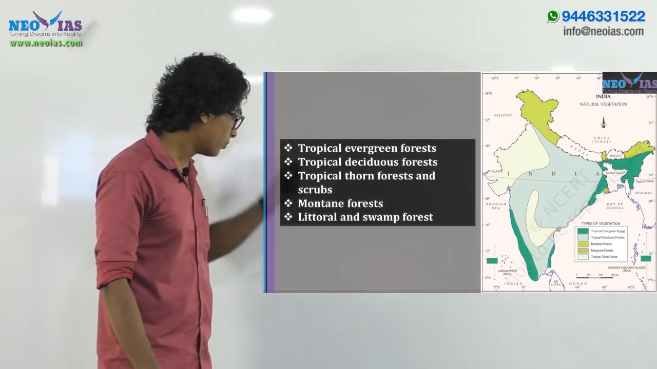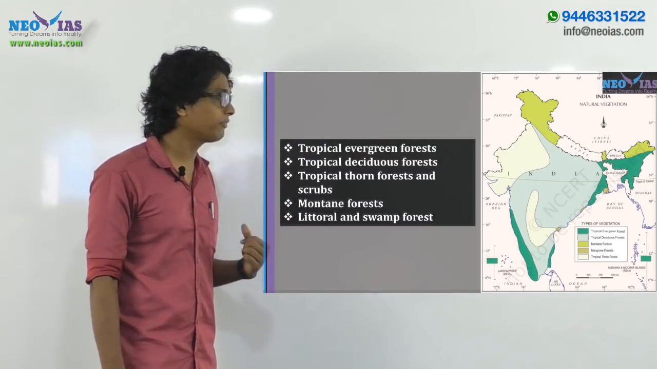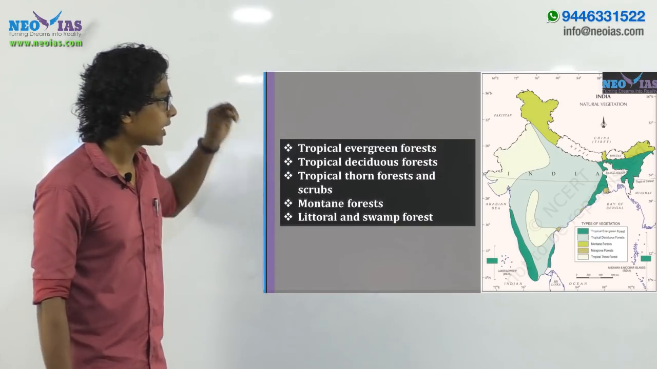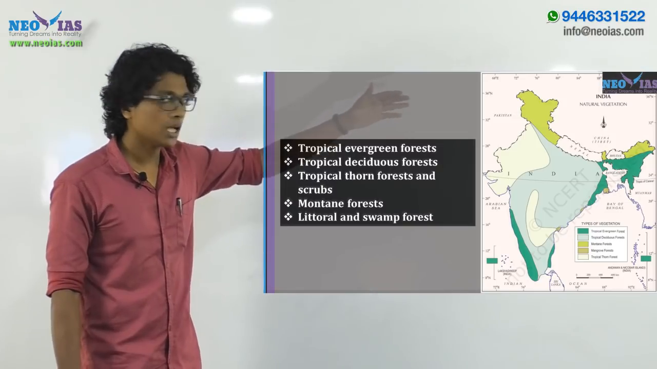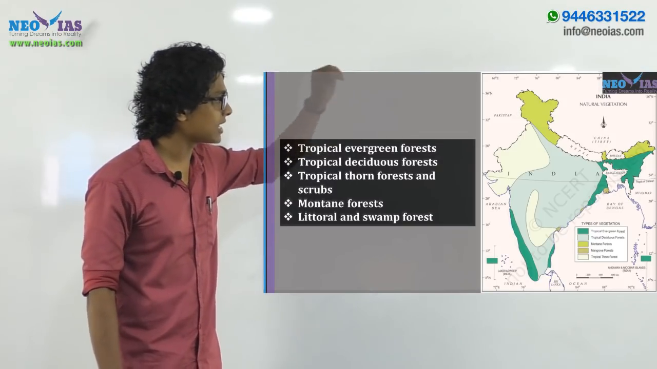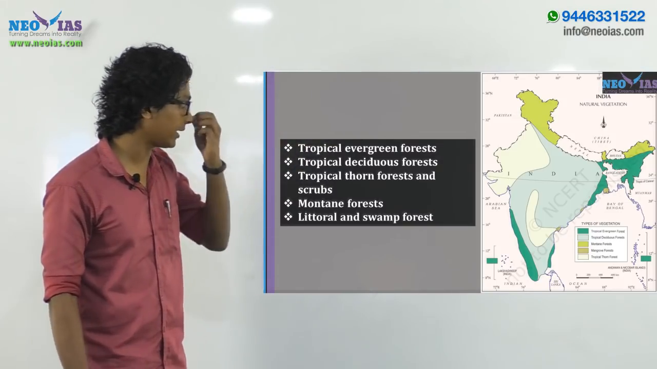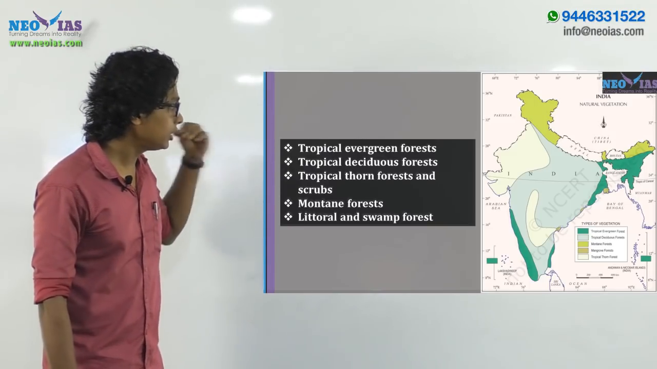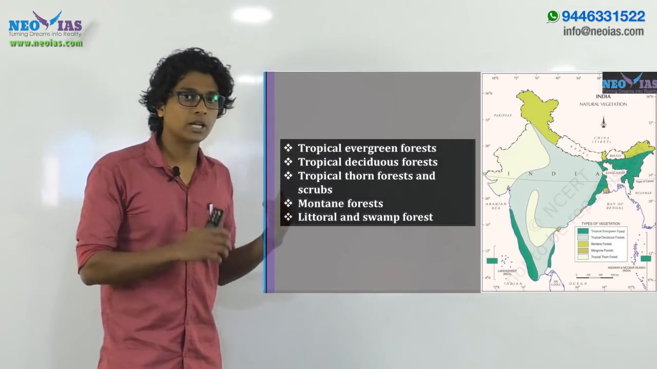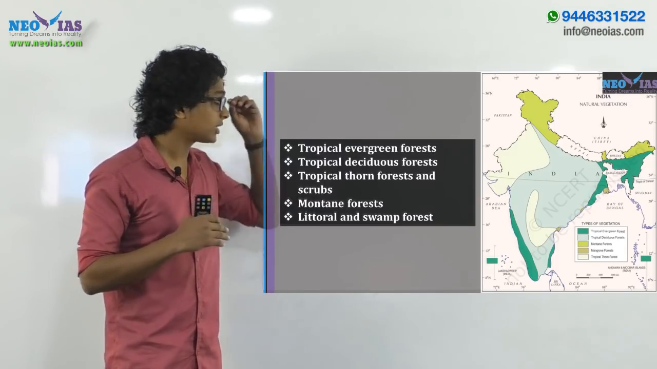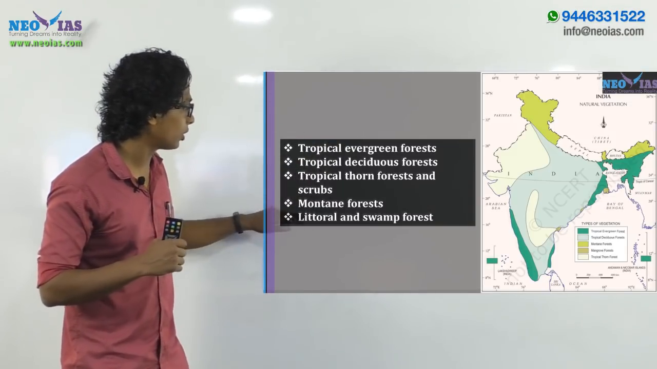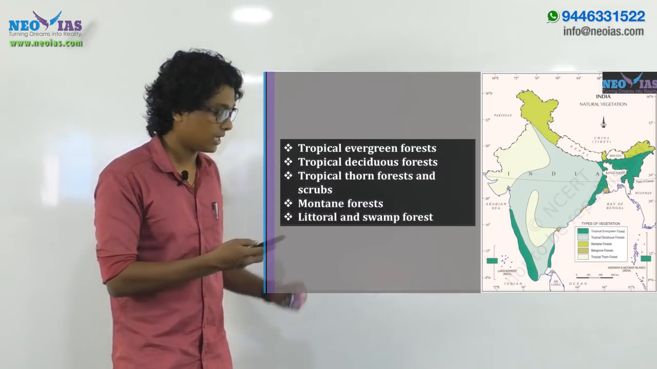Two more important vegetations. First one, montane forest. The montane forest is seen over towards the western Himalayas plus the northeastern regions, more specifically the Arunachal Pradesh and Assam regions, as well as Sikkim, right? So in those regions, due to the altitude, the vegetation will be changing. Such vegetation we call montane forest, right?